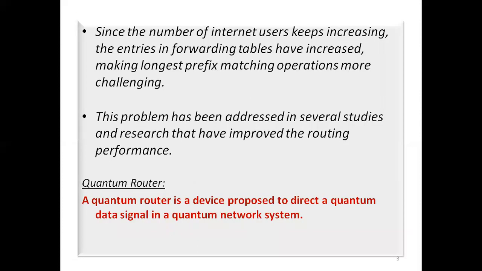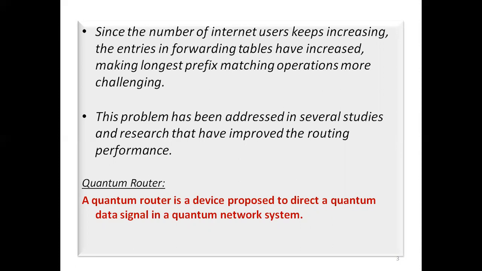Now we see that the number of internet users keeps increasing day by day. The entries in forwarding tables have increased, making longest prefix matching operations more challenging. If you are interested in learning about this classical routing system and how it works, there's plenty of literature available. You can have a look at that to understand what prefix matching means. I will not go into that right now. So there are certain problems with classical routing.